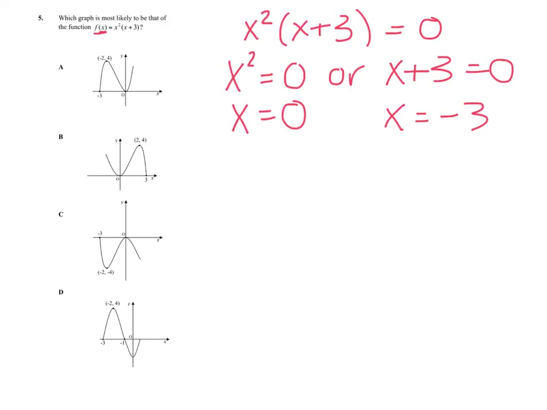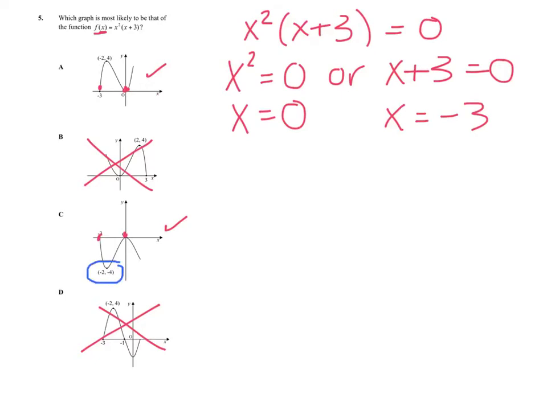So graph A has roots at 0 and at negative 3, so that's a possibility. And graph C has roots at 0 and negative 3, so that one's a possibility. So it means that we can disregard B and we can disregard D. Now, what we need to do now is take one of the graphs and substitute in the other point that we're given. So we have another point, we'll have a look at graph C.